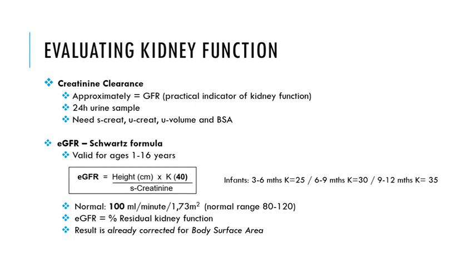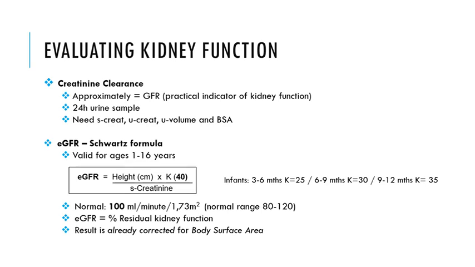So we use the Schwartz formula, so it gives you an estimated GFR. You will see the formula in your notes, you will see the formula on your screen. So we take the patient's height in centimeters and we multiply it by a constant and we divide it by the serum creatinine. You'll see that below a year there are different constants that you use, but otherwise between 1 and 16 years you can use 40. And this will give you a number.